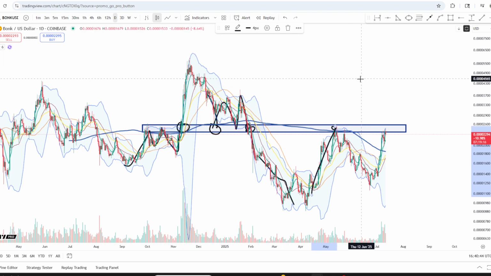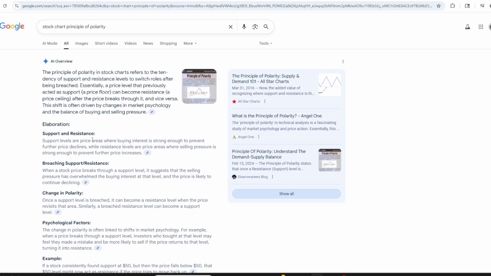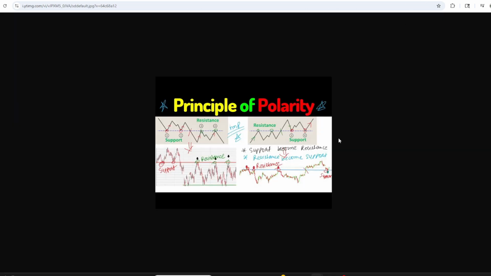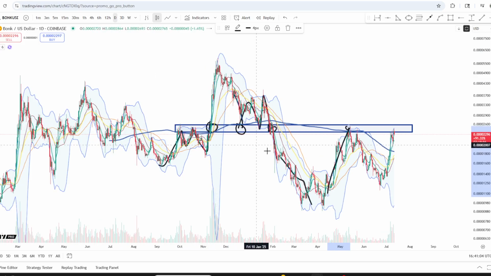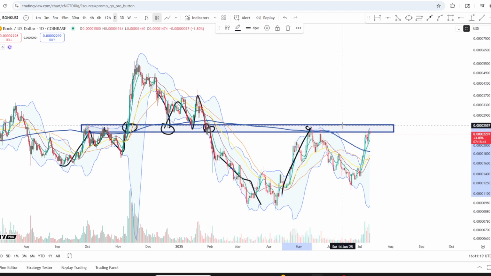Let me show you a quick write-up so you can see what this is. The principle of polarity. Essentially, that support and resistance will flip. Once a support level is breached, it can become a resistance level when the price revisits that area. Here's a visual as well. So it's not a complicated concept, but it's a very important concept. You really want to pay attention to this when you're trying to figure out logical price targets or logical price areas for you to identify for a trade setup.